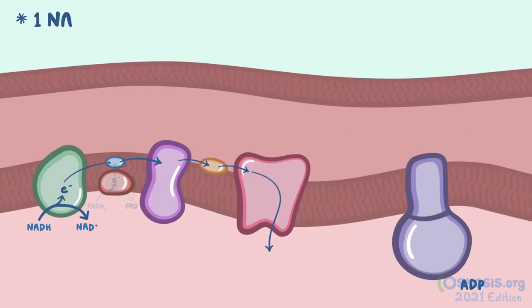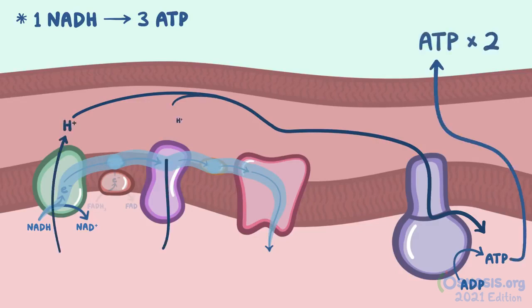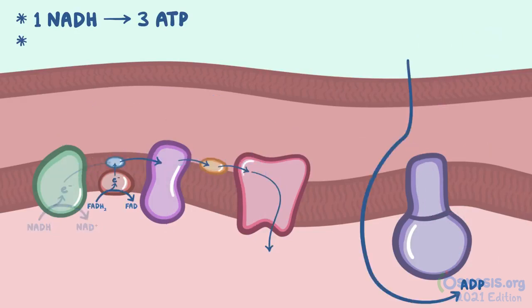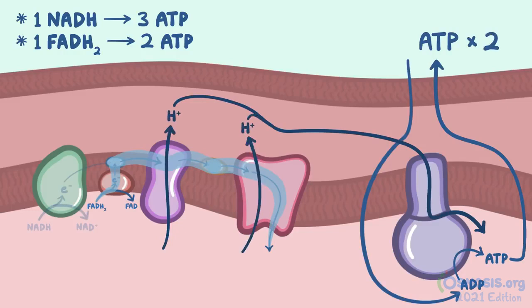Now, approximately one NADH molecule that donates its electron to the electron transport chain generates a proton gradient strong enough to make 3 ATP molecules, since NADH activates 3 proton pumps, complexes 1, 3, and 4. On the other hand, one FADH2 molecule only makes 2 ATP molecules, because FADH2 skips complex 1 and actually starts at complex 2, activating only 2 proton pumps, complexes 3 and 4.